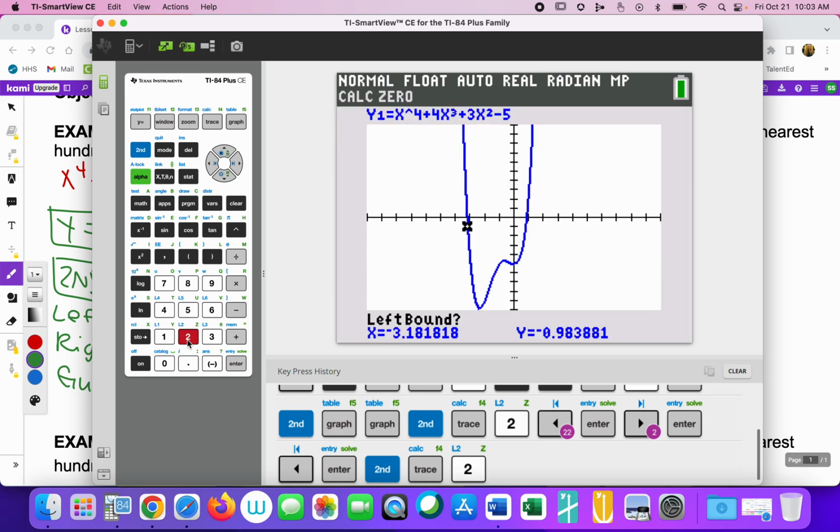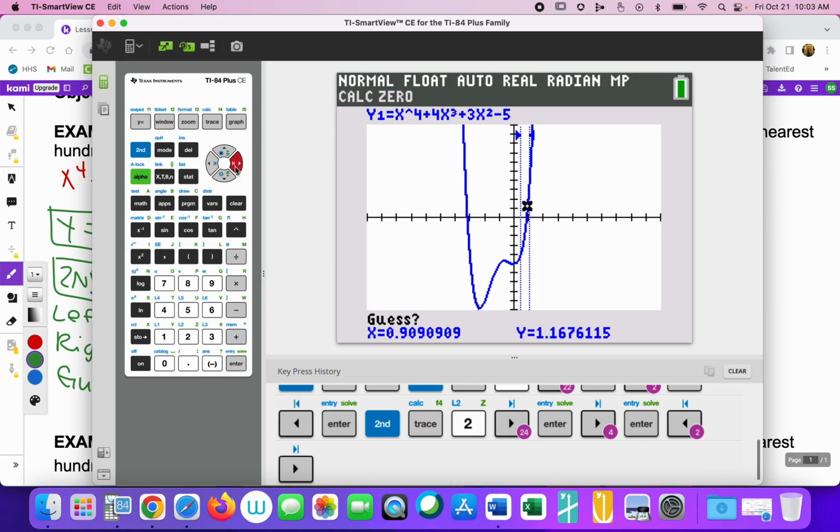Now we're trying to find this rightmost one over here. So arrow over to it, but be left of it still, which will be below the line, below the x-axis. So you can stop anywhere below the x-axis on this one. And then right would be above it. It doesn't have to be very far. And then just try and get close to it. This is about as close as I can get, but it varies depending on the calculator.